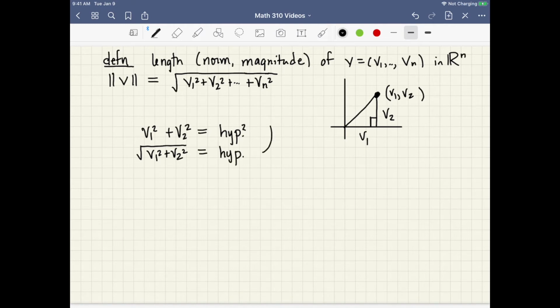And that's what I see in this formula. Okay, so this is your typical Euclidean distance. And I want to observe something else about this formula. And that's that if I take the dot product of the vector v with itself, that dot product is this length squared.